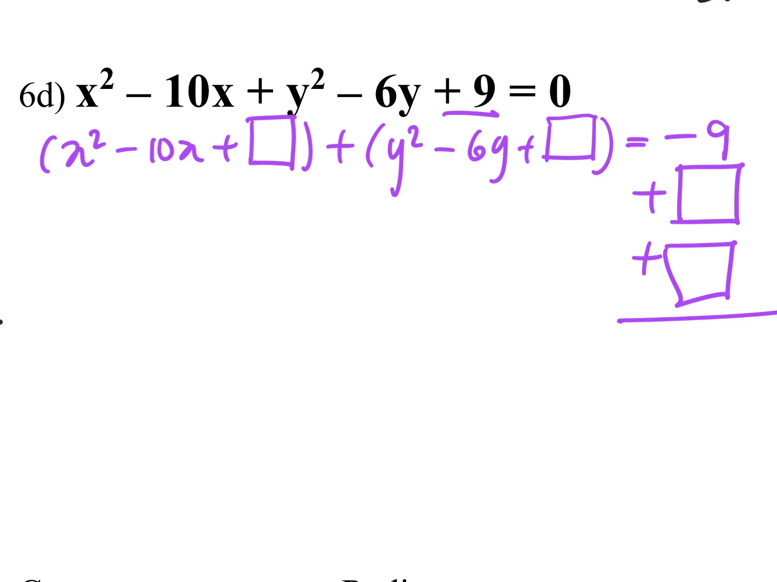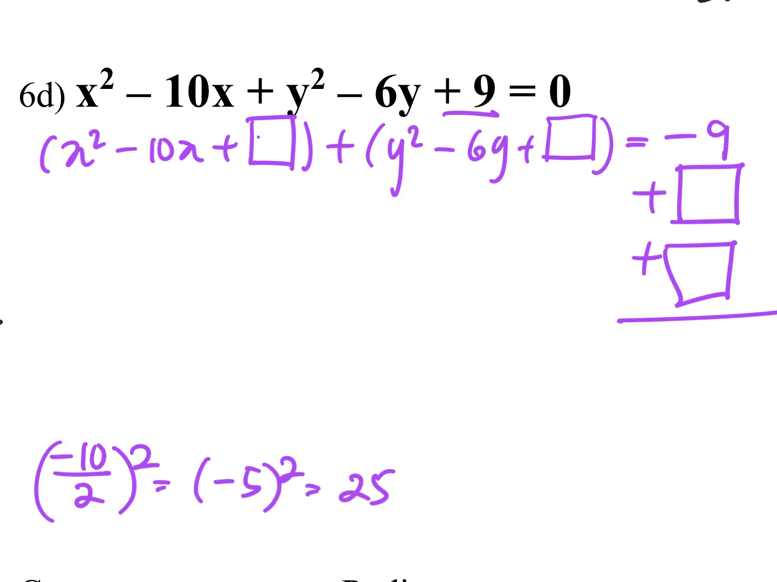So let's complete the square on the x side. Negative 10 is my middle term, divided by 2, and then square it. That's going to give you negative 5 squared, and negative 5 squared is going to give you 25. So this is going to be 25, so plus 25 also on the other side. Next is going to be the y squared.